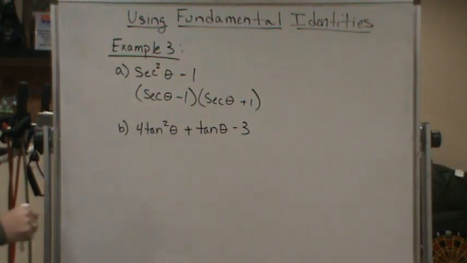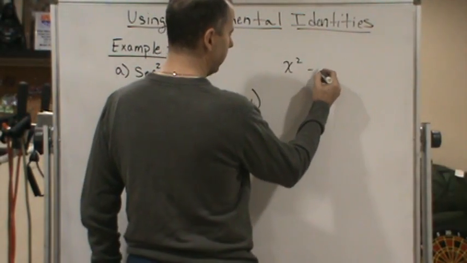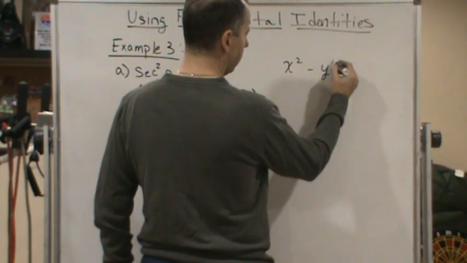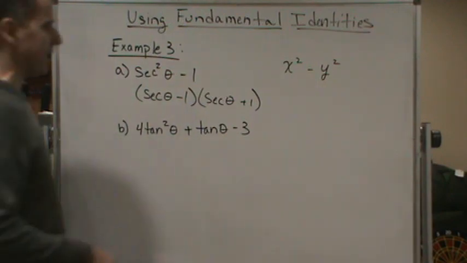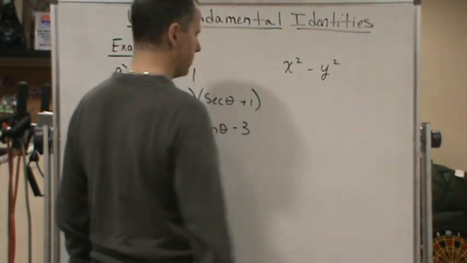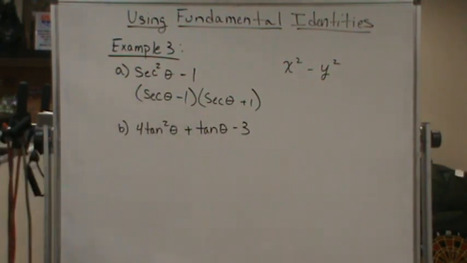So again, we're looking at polynomials that you might look at as like x squared minus y squared. Right? Because when we see this, this is a difference of two squares. Just like I did here, right?